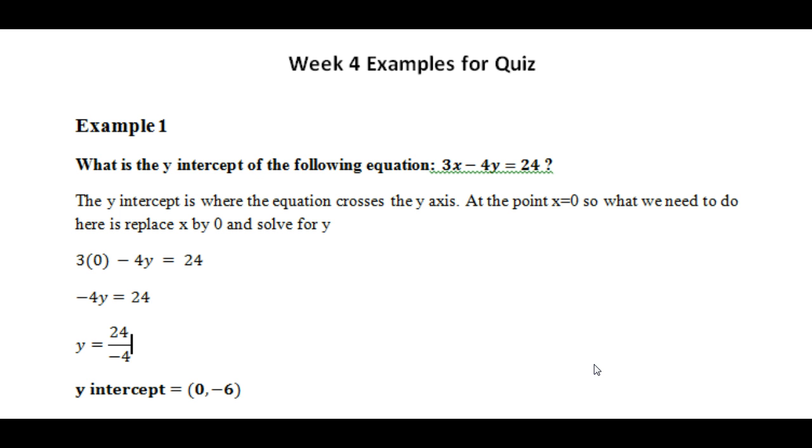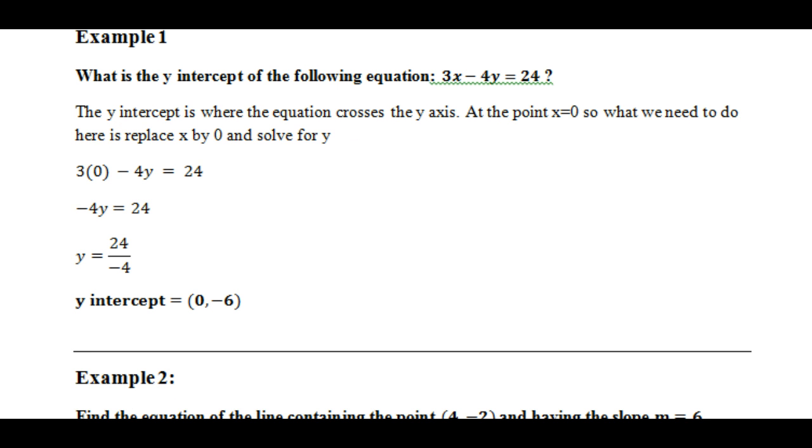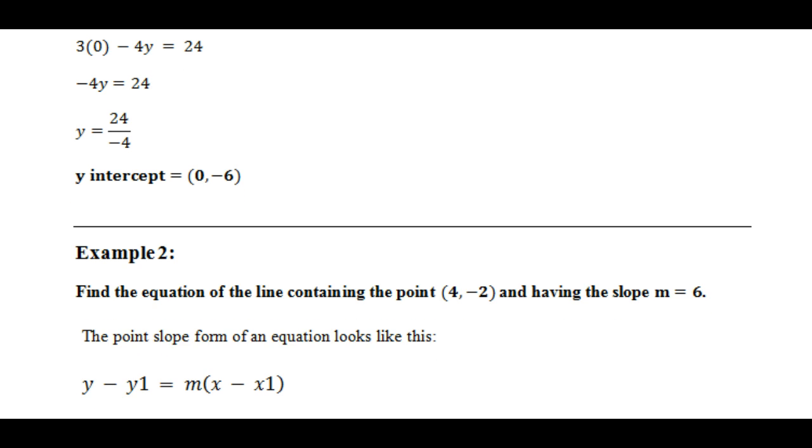So then we get 3 times 0 minus 4y equals 24. 3 times 0 is 0. Therefore, minus 4y is equal to 24. And now we divide both sides by minus 4, and we get minus 6. And therefore, the y-intercept is 0, minus 6. Remember, an intercept, or any point on a graph, always has two values, an x value and a y value.